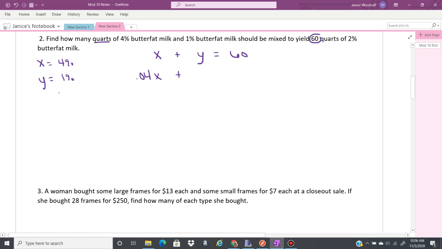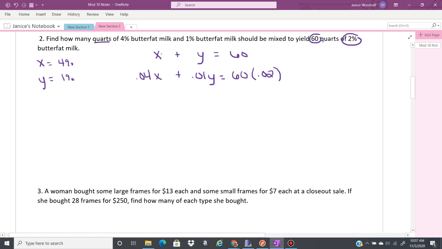And then 1% is the next one. So how many quarts of 1% would give us this total amount here, which is going to be 60 quarts of 2%. So here what you're going to have to do is 60 quarts of 2%, so 60 times 2% milk. So those are your two equations that you have set up here. Once you get those set up, then you follow your systems of equations.